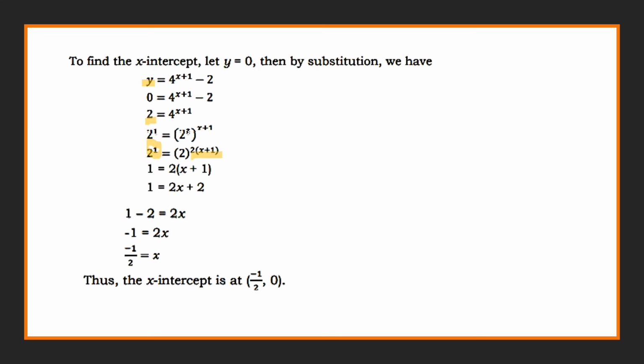Then this will become 2 times x, 2x, 2 times positive 1 is 2x plus 2 equals 1. Then 1 minus 2 equals 2x, negative 1 equals 2x, x equals negative 1 half. So that's gonna be, ito yung x mo, negative 1 half, ang y natin ay ginawa nating 0. Kaya siya naging x, yan ay yung ating value ng x-intercept.